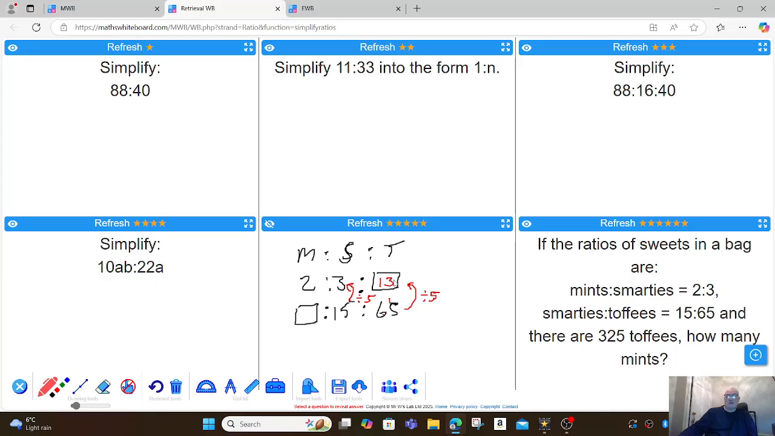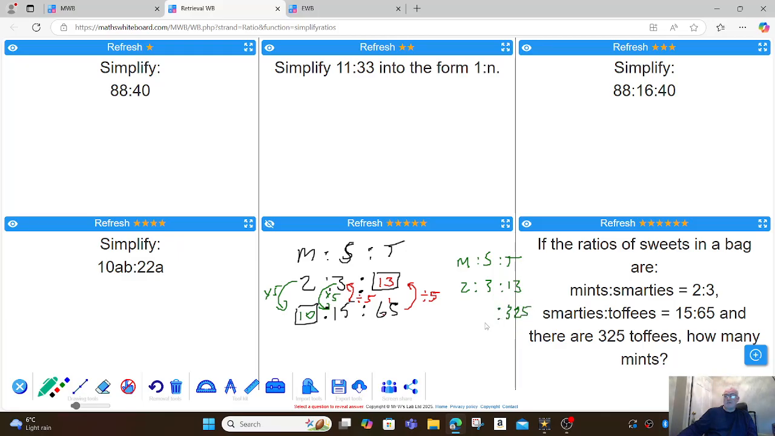So that's 2 to 3 to 13. If I wanted it to do the other way, I could say to get from 3 to 15 I times by 5. So to get from 2 to there I times by 5, and that's going to give me 10. So 10, 15, 65 is exactly the same as 2 to 3 to 13. Okay. Now if I use 2 to 3 to 13, I'm going to use that one. So mints to Smarties to toffees, 2 to 3 to 13, and I know I've got 325 toffees.